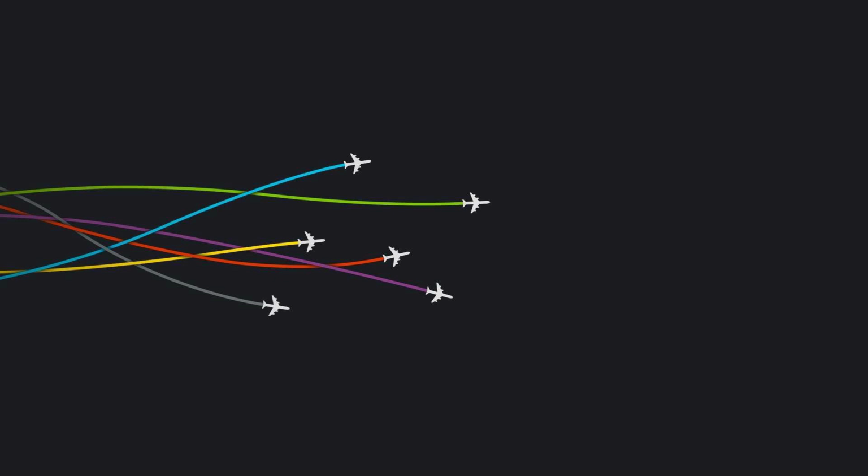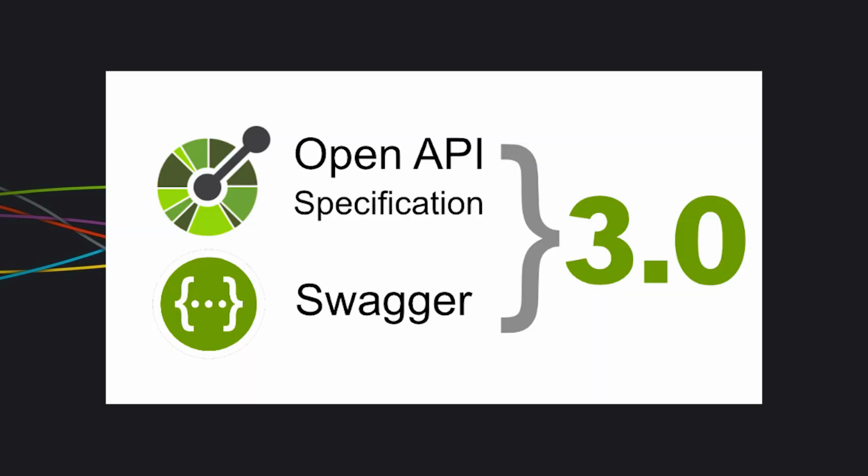Today we are going to see how a Quarkus application can expose its API details through OpenAPI specifications and how you can test it via a user-friendly UI named Swagger UI. So let's get started.